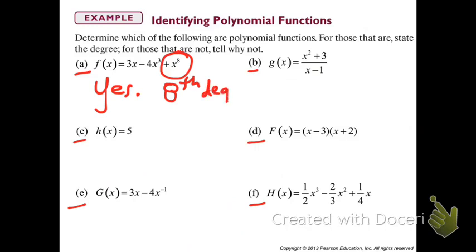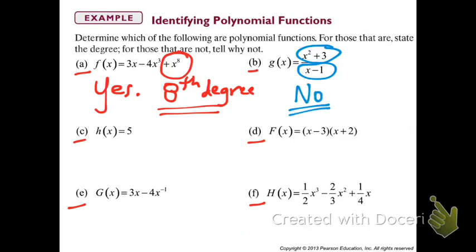I'll write the word degree for this one, but all the other ones I'm just going to write the number. Okay, so then on the second one we can see g of x equaling a polynomial divided by a polynomial, and we never said that that was a polynomial as well, but this would be no. Okay, so no, that's not a polynomial.